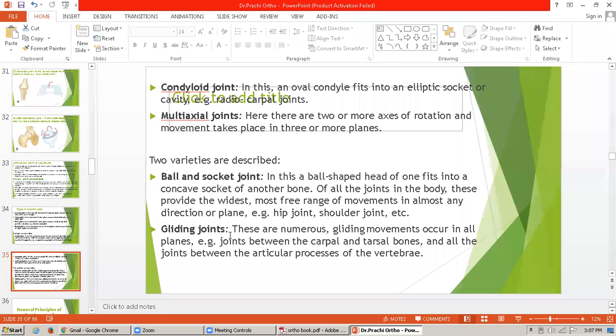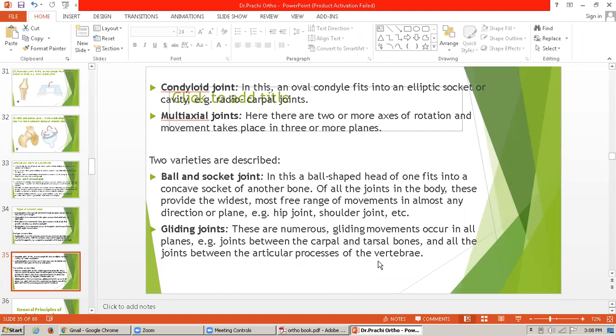Then the gliding joint. Numerous gliding movements occur in all planes. For example, the joints between the carpal and the tarsal bones, and all the joints between the articular processes of the vertebrae. So, the joints between the carpal and tarsal bones and the joints between the articular processes of the vertebrae are examples of the gliding joint.